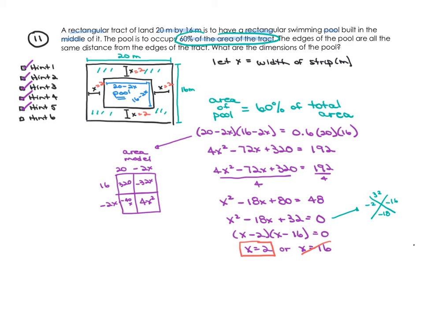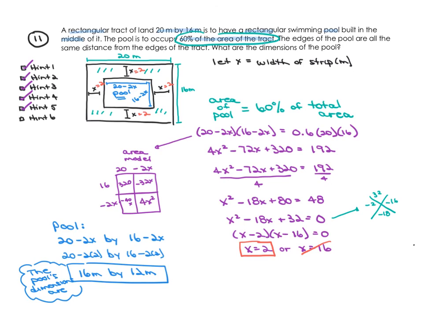All right, the last step now, and the last hint, is how can you use this information that we just found, the strip is equal to 2 meters, to actually answer the question asked. Pause me, do that, and then come back. The pool's dimensions are 16 meters by 12 meters. I knew the pool was 20 minus 2x by 16 minus 2x, substitute in my value for x, and get to the dimensions.